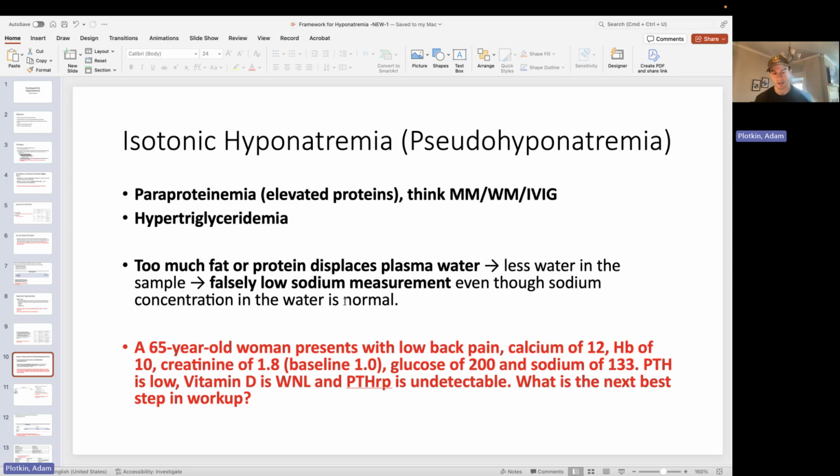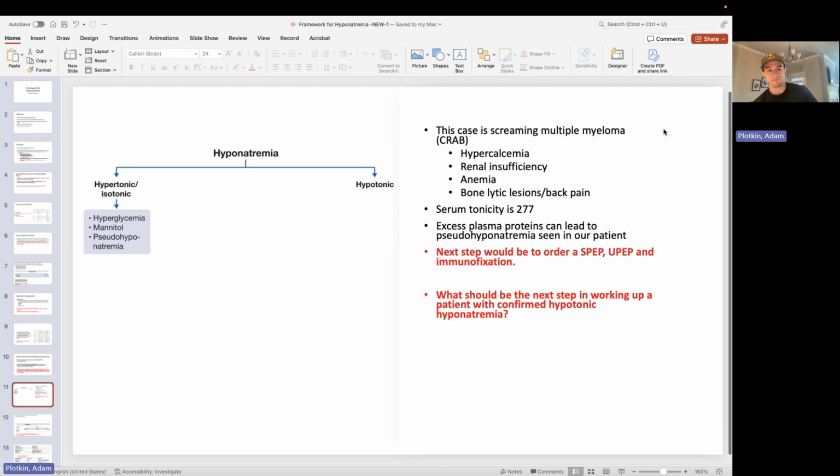So let me give you a clinical example. We have a 65-year-old woman. She presents with low back pain, a calcium of 12, hemoglobin of 10, creatinine of 1.8, which is above her baseline of 1. She has a glucose of 200, a sodium of 133. The PTH is low. Vitamin D is within normal limits. The PTHrP is undetectable. What is the next best step in workup?